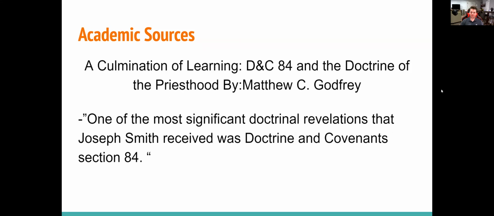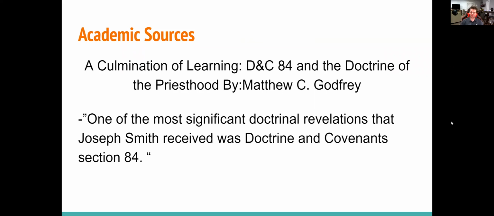My next academic source is from A Culmination of Learning, D&C 84, and the Doctrine of the Priesthood by Matthew C. Godfrey. And this quote says, "One of the most significant doctrinal revelations that Joseph Smith received was Doctrine and Covenants section 84." And this quote continues on and talks about just the importance of Doctrine and Covenants 84.